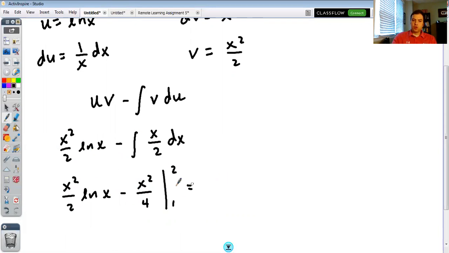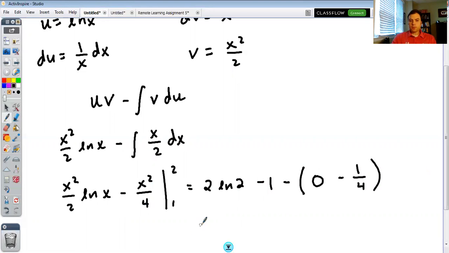So starting with 2, if I plug in 2 here, that's going to be 4 over 2. So 2 ln 2, and then minus 4 over 4, so that's minus 1. Minus, when I plug in 1 here, ln of 1 is 0, so that goes away, and then minus 1/4. All right, and let's finish it off. We have 2 ln 2 minus 1 plus 1/4. So 2 ln 2 minus 3/4.